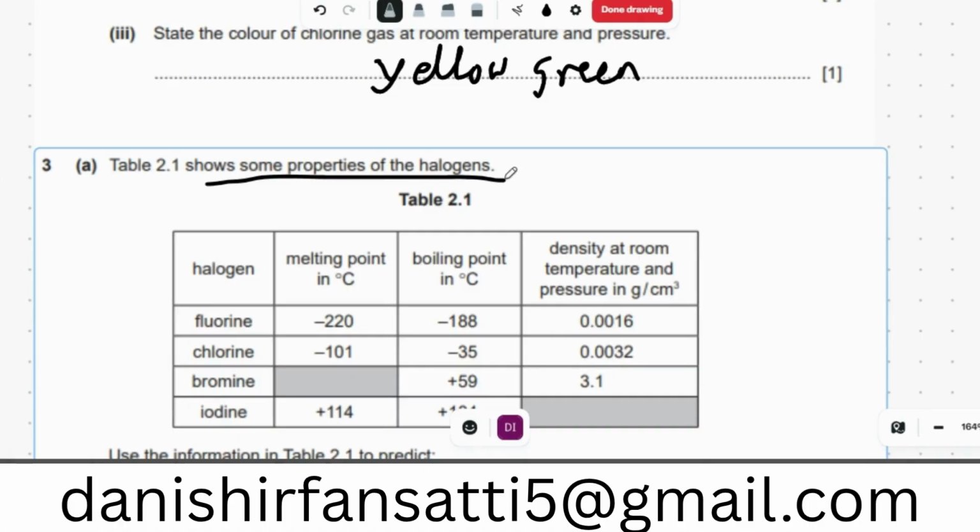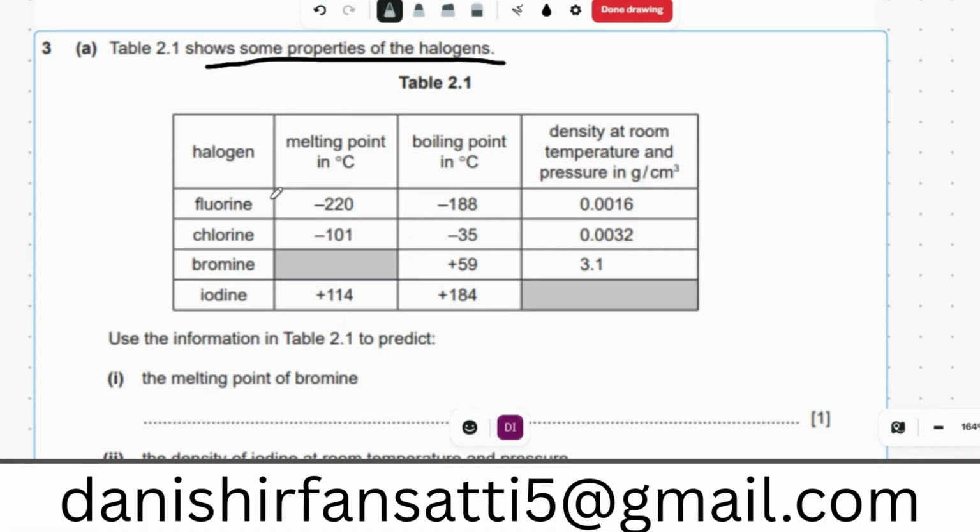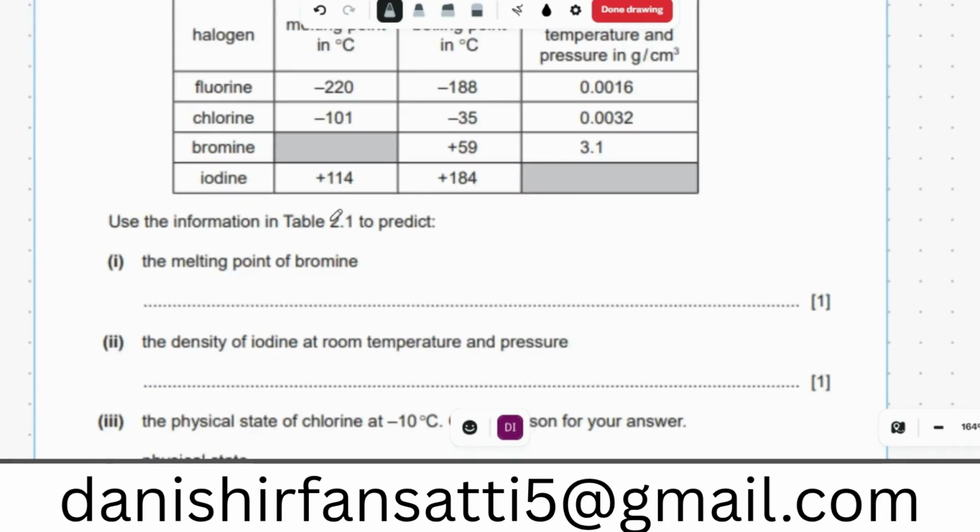Table 2.1 shows some properties of halogens. Fluorine has a melting point of minus 220, boiling point minus 188. What is the melting point of bromine? That would be between minus 100 and plus 100. For example, I will say 50. 50 is a good estimate. Any value between minus 80 to plus 80.